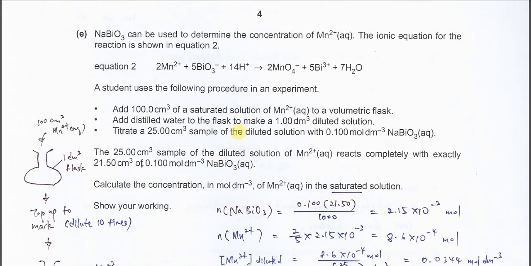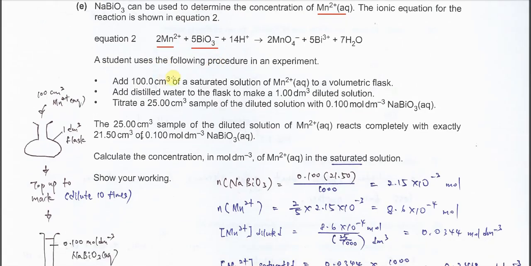Part E. NaBiO3 can be used to determine the concentration of the manganese(II) solution. And the ionic equation is given. So we need to use this equation, especially the mole ratio between these 2 species, to get the answer.